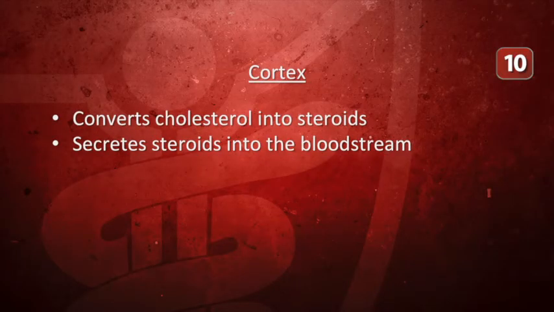The cortex converts cholesterol into steroids that include glucocorticoids like cortisol, mineralocorticoids like aldosterone, and androgens like testosterone. The cortex secretes these steroids into the bloodstream via the veins that drain the gland.